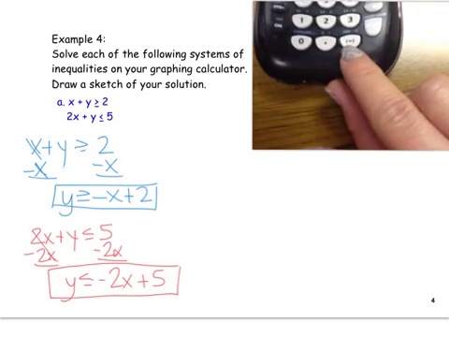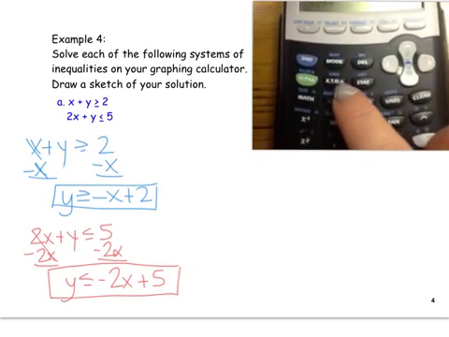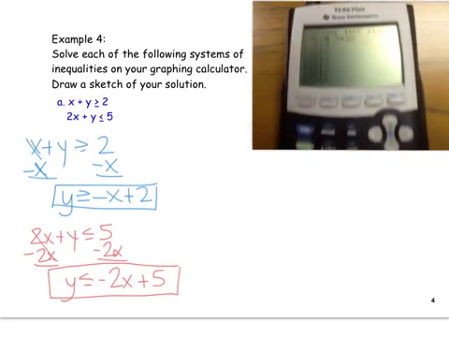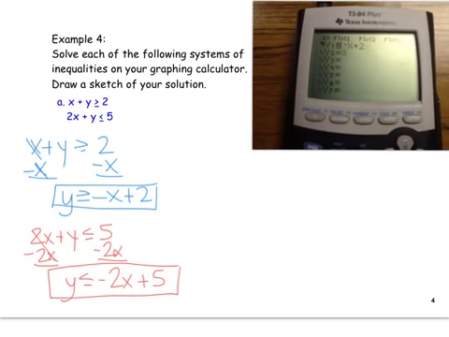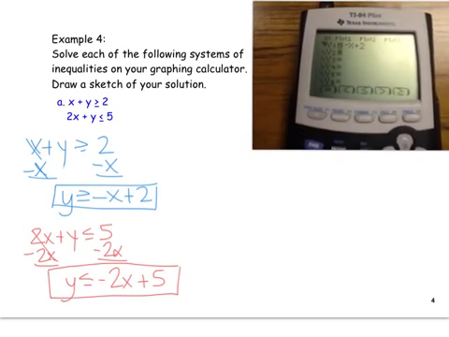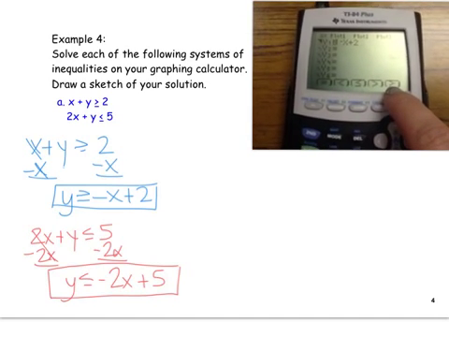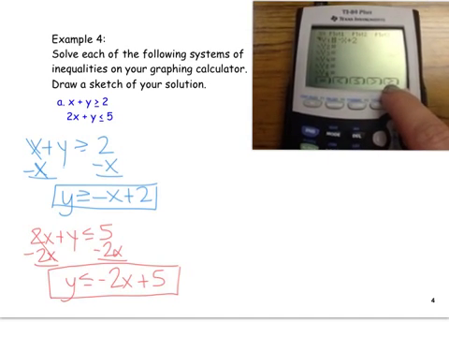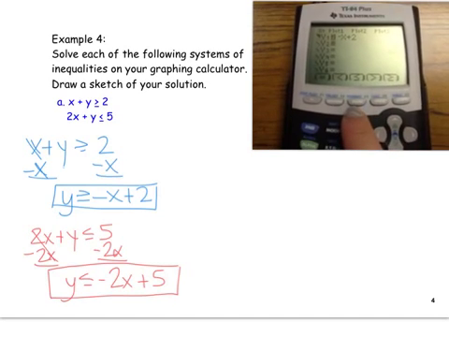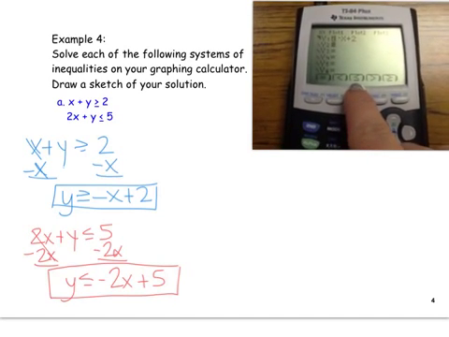Remember, your negative button is on the bottom row. Your x button is beside of alpha, and you're going to type plus 2. Arrow down, and let's highlight the equal sign, and again, this menu pops up. It's an alpha shortcut menu. For the red inequality, we need a less than or equal to symbol. It's right above the zoom button.